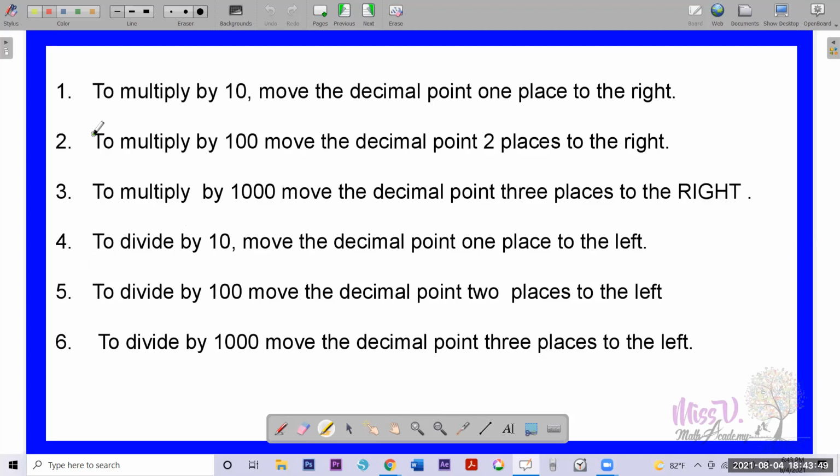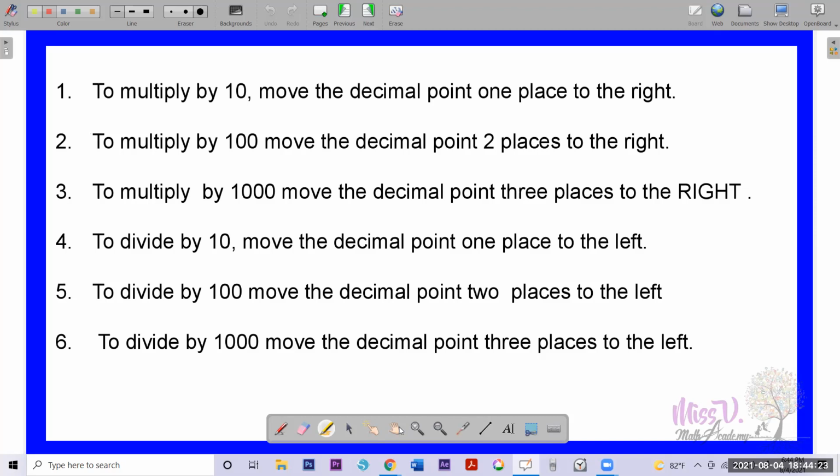Whenever you're multiplying a decimal by 10, you move the decimal point once to the right. I think I want to do a short version of this. Or I could leave it because it's pretty straightforward. So when you multiply by 10, you move the decimal point once to the right. When you multiply by 100, you move it twice to the right. When you multiply by 1,000, you move 3 times to the right.